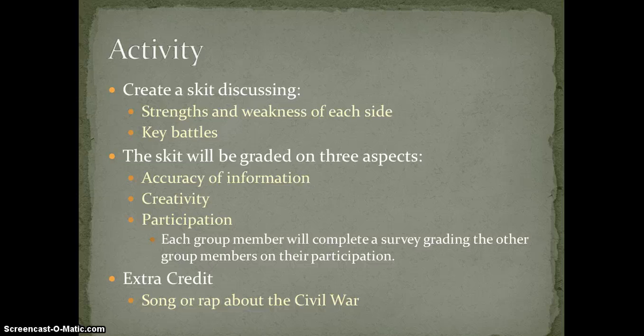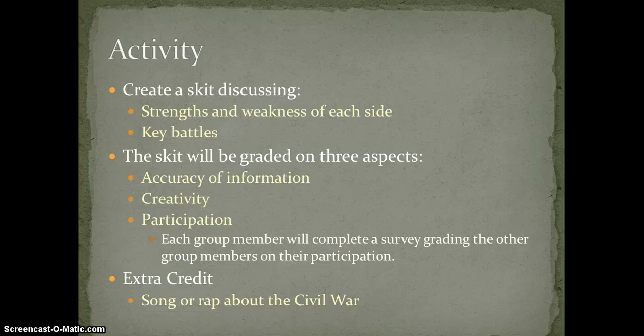And participation will actually be graded by your other group members. Each group member will have a survey where they grade other classmates and see how they participated, and that's where I'll get the participation grade from. And this isn't to say that everyone has to present. Some people may feel better finding out all the information, making sure the skit's as accurate as possible, and that's fine as long as the group members agree on that.